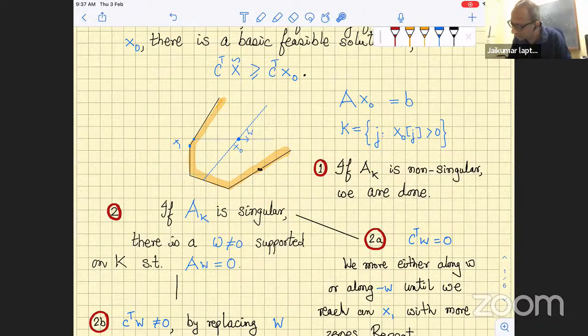I shouldn't really say non-singular. The columns of AK are linearly independent. Then we just extend these columns with more linearly independent vectors if necessary, if this K doesn't already have size M. So A was an M cross N matrix.